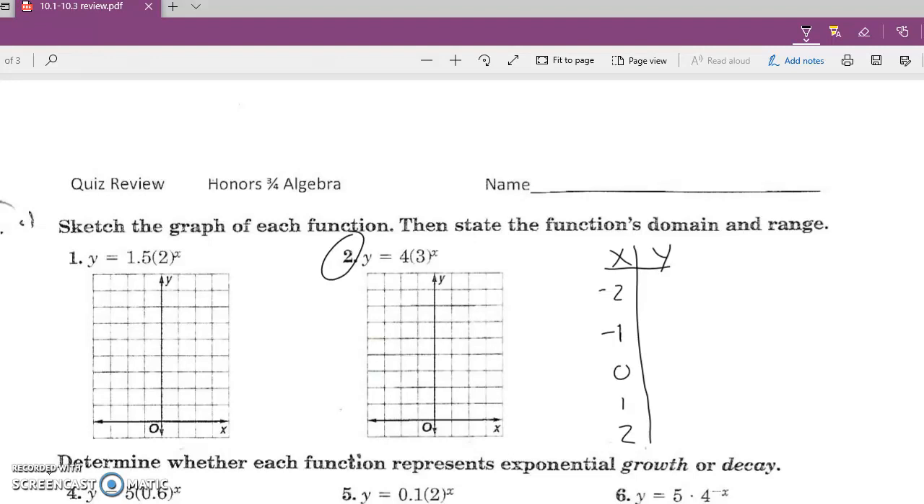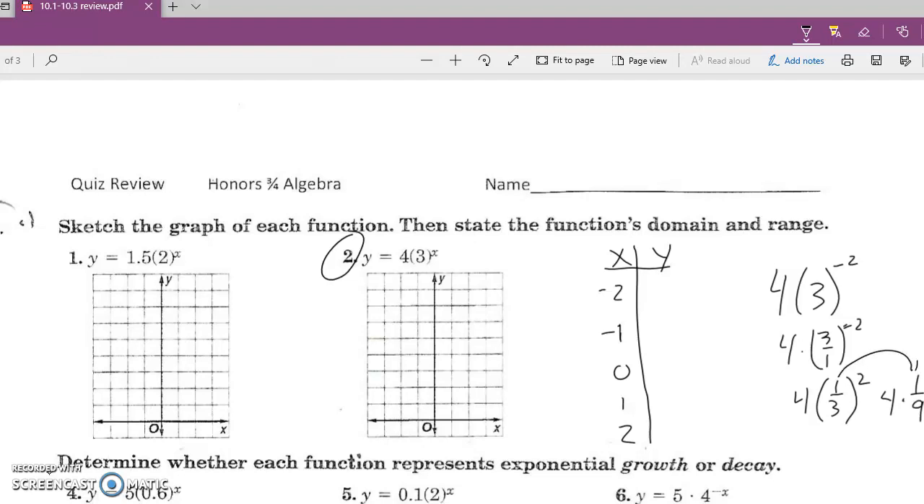So if I plug -2 in, I would get 4 times 3 to the -2 power, which remember is 4 times 3 over 1 to the -2. If you flip that, that's 1 over 3 to the +2. Remember that negative exponent will flip things, and so that becomes 4 times 1/9, and you would end up with 4/9 for that. By the way, don't be surprised to see a lot of fractions.